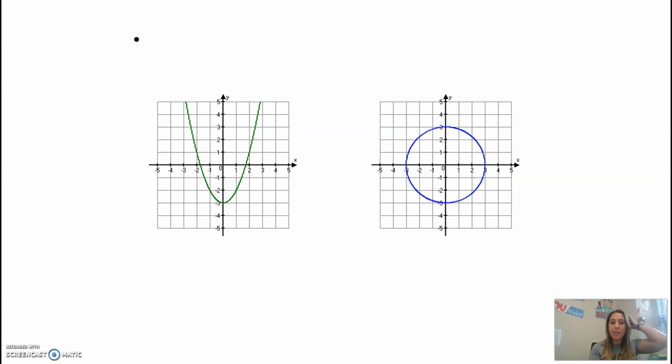So if I were looking at this, I could put a vertical line anywhere and it is only going to cross one time, meaning that this is a function. So I put in a red line for that. Now when I look at the second graph, this circle, if I put a red line anywhere, it looks like it crosses 2 times. So this would not be a function. So that's something that we're going to want to consider.